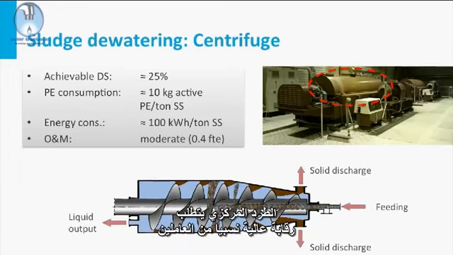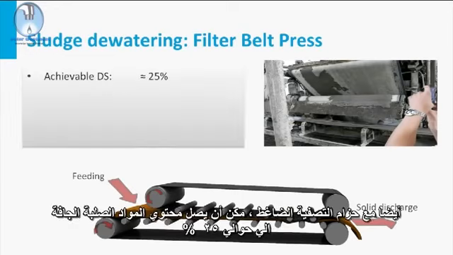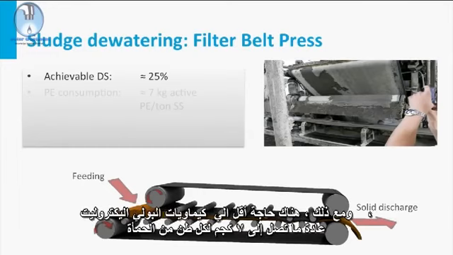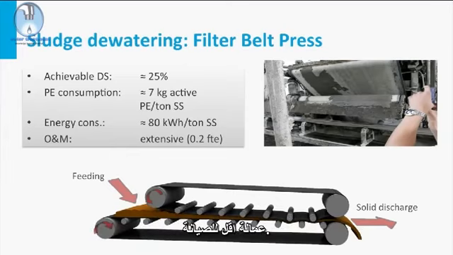The most common alternative to centrifugation is a filter belt press. Also with a filter press, a dry solids content of about 25% can be achieved. However, less PE chemicals are required, generally up to 7 kg per ton sludge. The energy consumption is also a little bit lower, reaching 80 kilowatt hours per ton SS, and less personnel is required for maintenance.